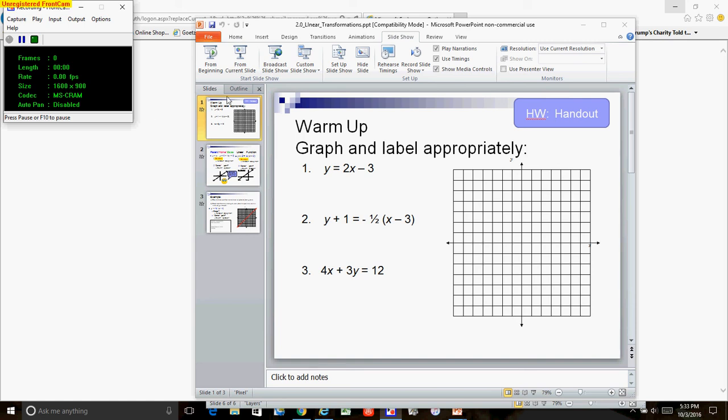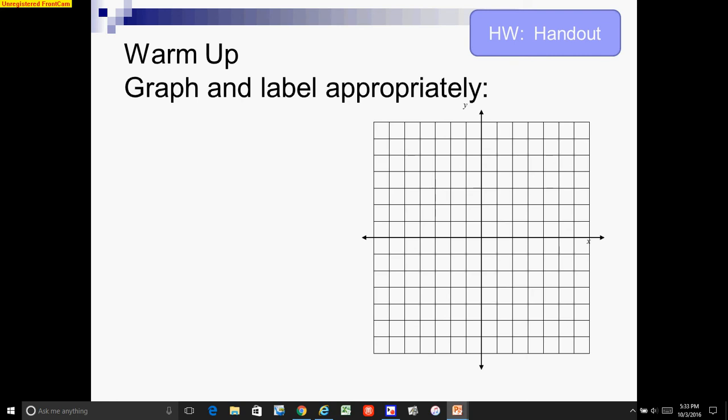Hi kids, so I am at a field trip today, so I can't be with you, but through the wonders of technology, it's as if I am with you. So let's do our warm-up. I want you to graph and label appropriately the following equations.